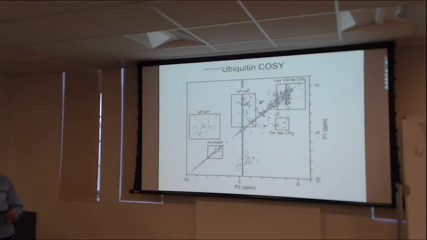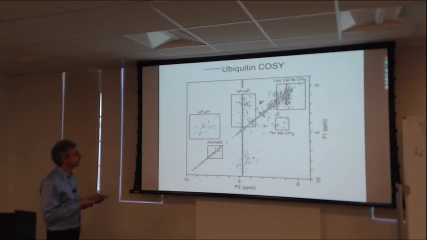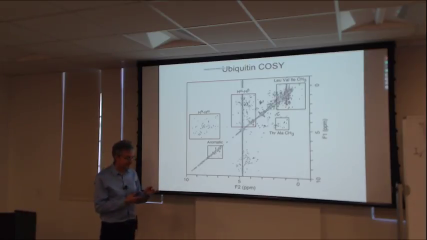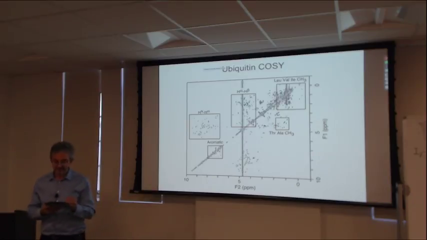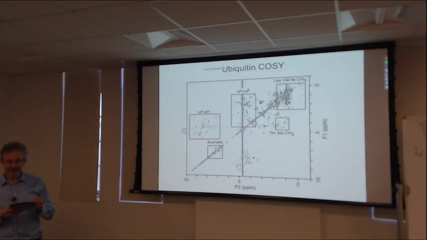And here's the spectrum of ubiquitin. The main use of the COSY is to look at regions far from the diagonal, because close to the diagonal, the dispersive tails make it difficult. So here, this is probably the most important part of the COSY. These are the cross peaks between the amide hydrogens and the alpha hydrogens.